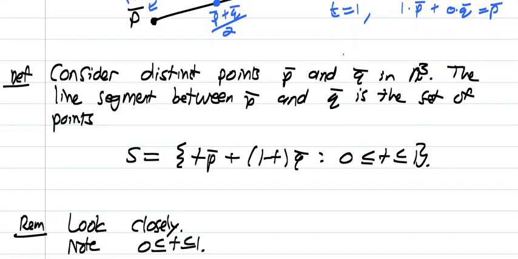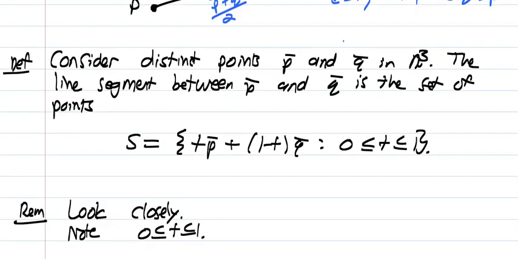All right. So look closely at the definition. I want to emphasize t can be 0, t can be 1, or t is between 0 and 1 inclusive.